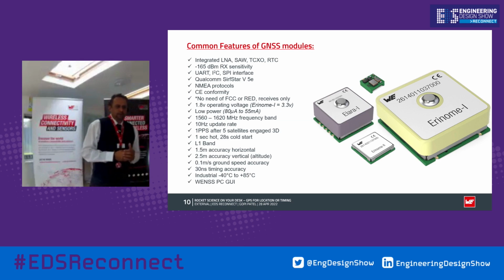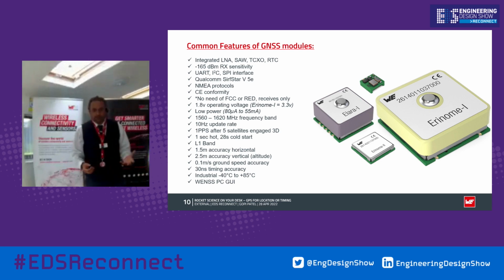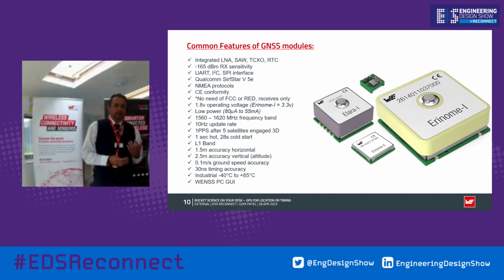Okay, so what are the common features within these GNSS modules? Hey, stop reading, guys. Please don't read this one. I get paid to read this, so I also wanted to explain and talk about it. Integrated LNA, which is low noise amplifier, integrated SAW filter, surface acoustic wave filter. You have internal TCXO, temperature controlled crystal oscillator, and real-time clock RTC. Now, these are tremendous features, so you expect the price is going to be slightly higher than average.